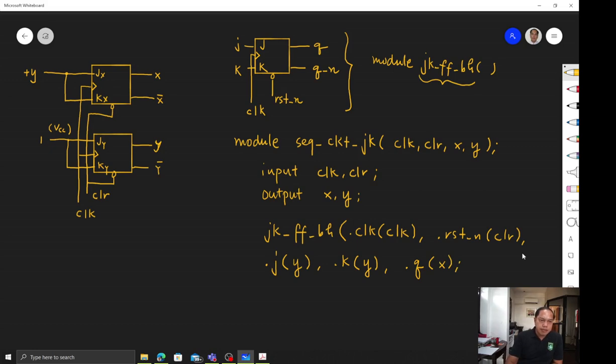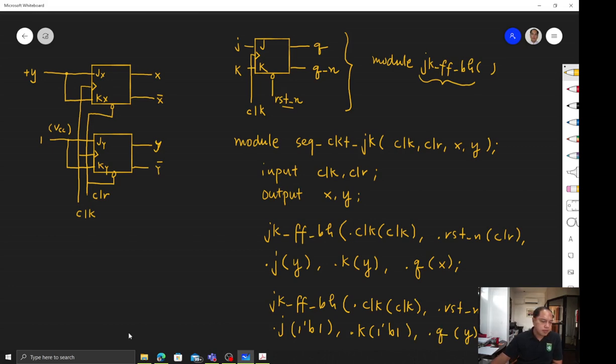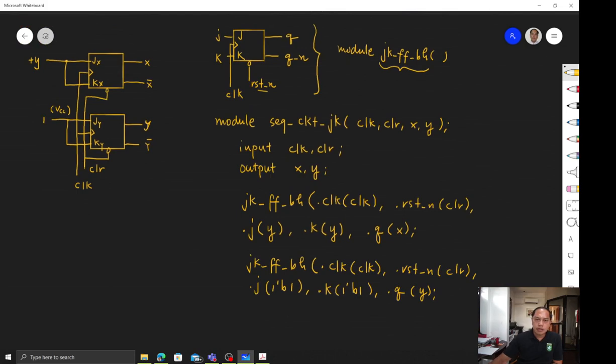The next flip-flop, we will describe it as JK flip-flop behavioral. So we connect the clock for JK with the same clock of our circuit. Then that reset N is connected to clear. Then that J is connected to input 1. Then also K is connected to 1. Then that Q is connected to Y. Then end module.